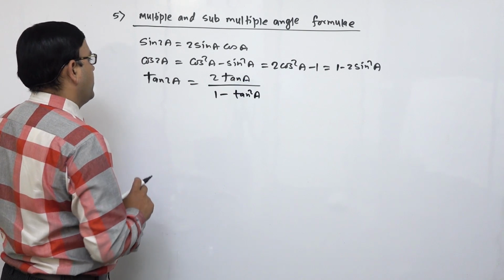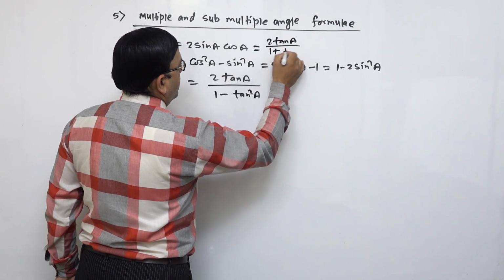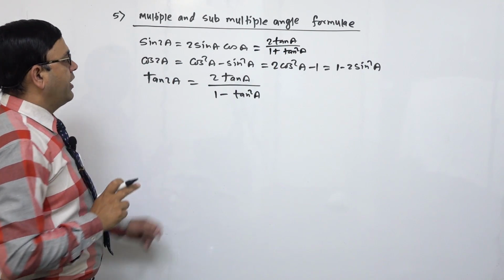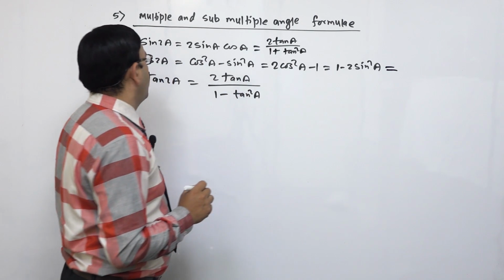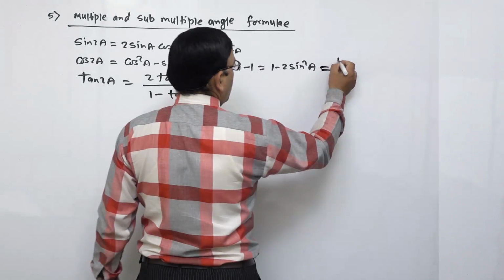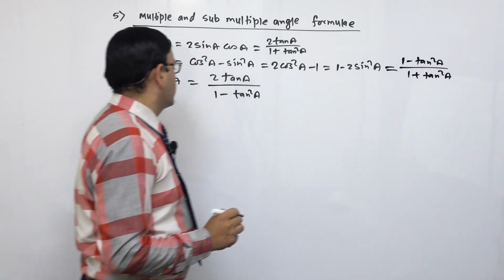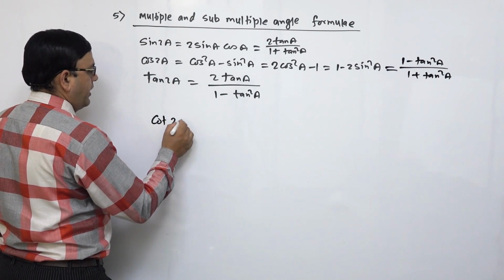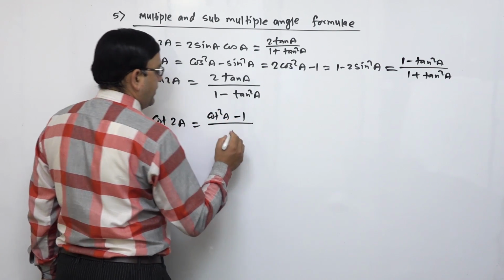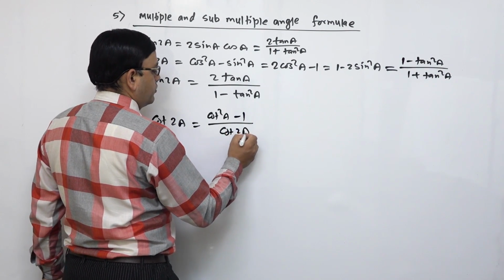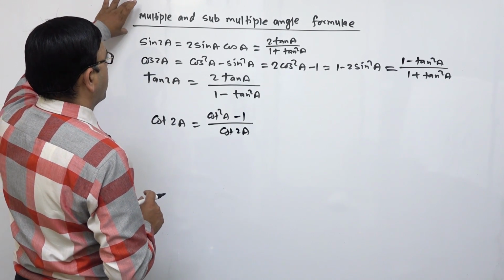This is the formula of tan 2A, and the formula of sin 2A in terms of tan is 2 tan A upon 1 plus tan square A. Similarly, cos 2A in terms of tan is 1 minus tan square A upon 1 plus tan square A. Similarly, the formula of cot 2A is cot square A minus 1 by 2 cot A. This was about multiple angles.